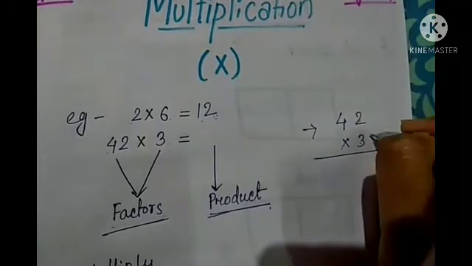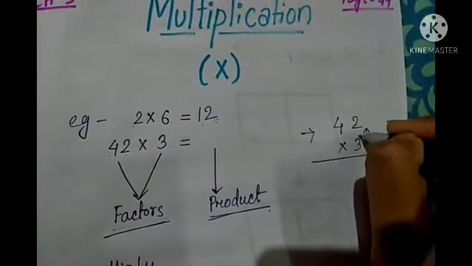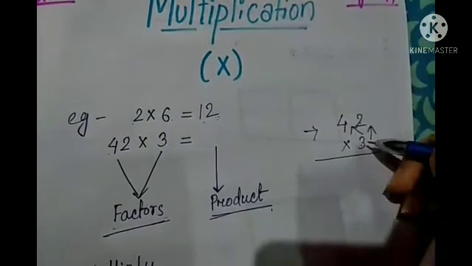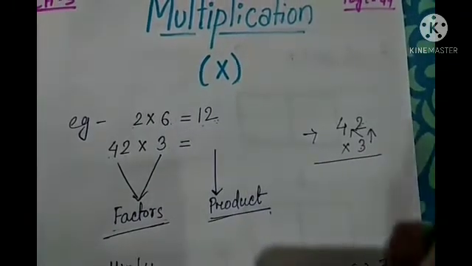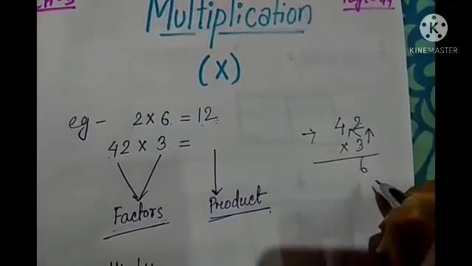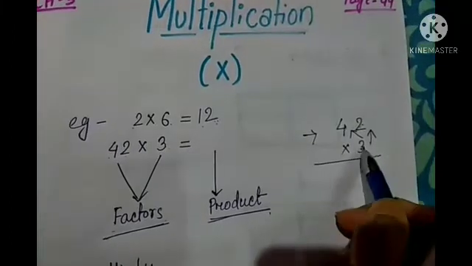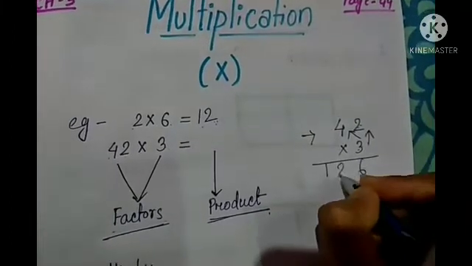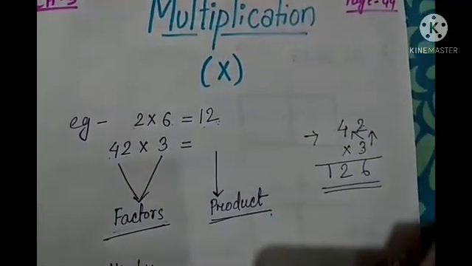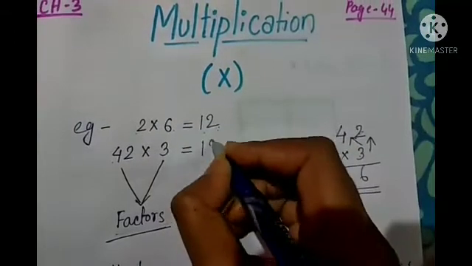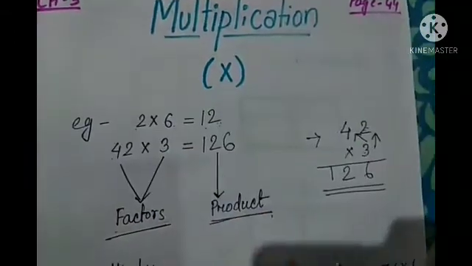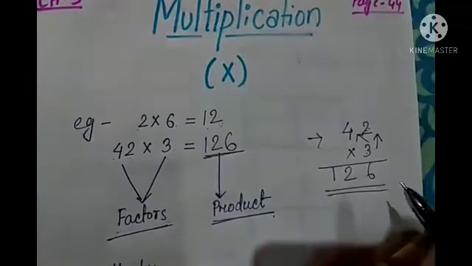So as you know, the procedure from here to here and from here to here, right? So 3 into 2, first of all we have to do, 3 twos are 6. There is no carry, and 3 fours are 12. So the answer you get is 126, right? So this is the product.